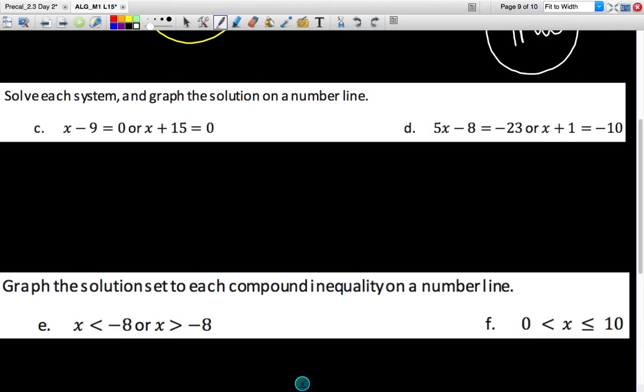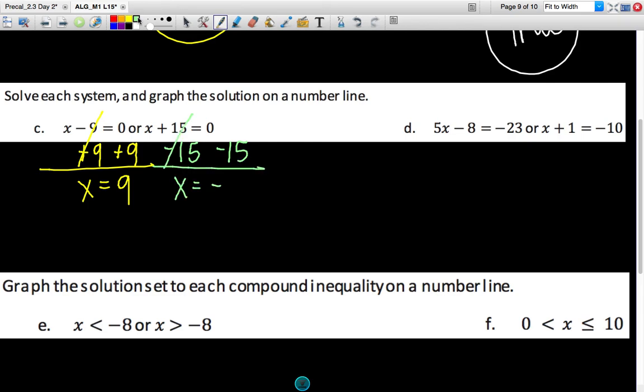Part C. Solve each system and graph the solution on a number line. So we're going to solve each one first. To isolate our variable, we need to add 9 to both sides, which gives us x equals 9. The other equation, we need to subtract 15 to isolate the variable. So that gives us x equals -15.